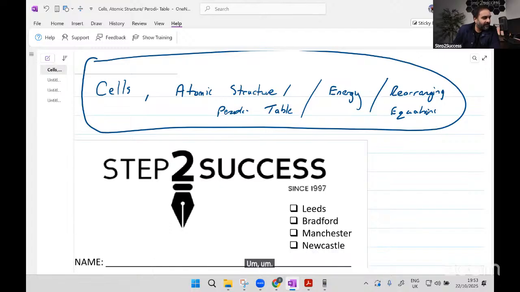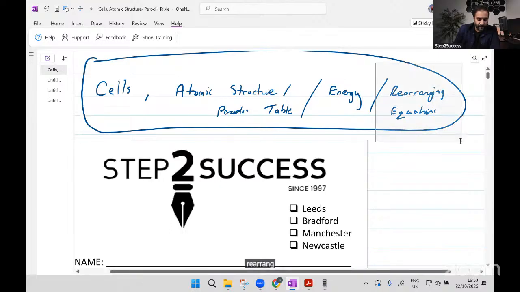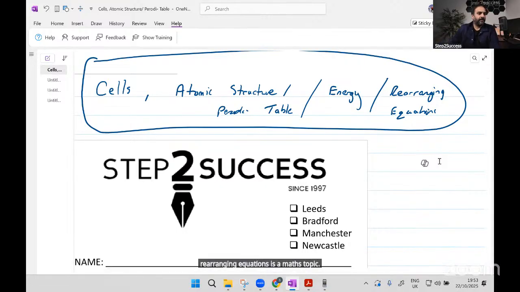What about the maths? I don't know what your question is. What about the maths? Rearranging equations is a maths topic. Answer your question. I don't know.